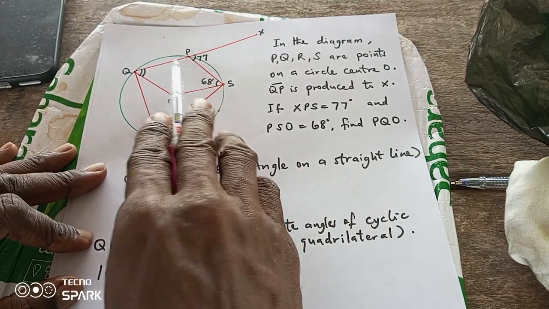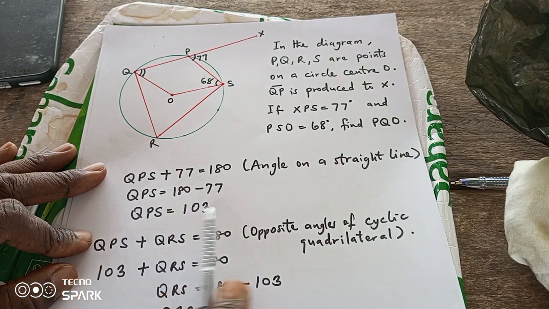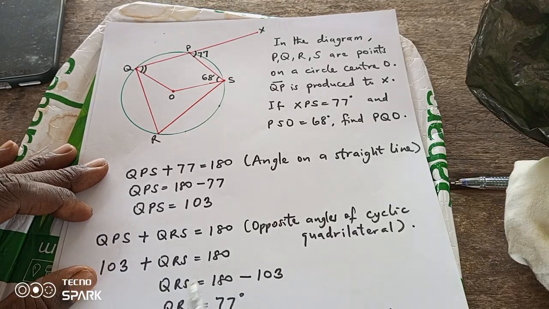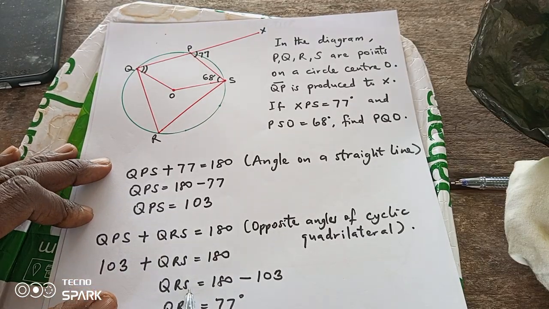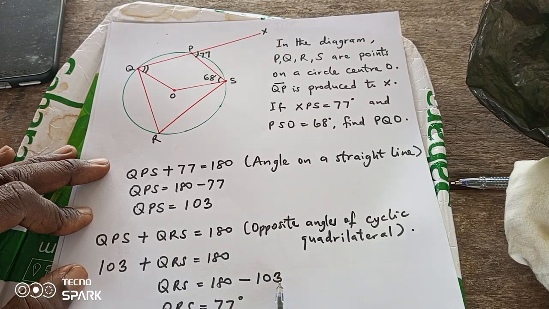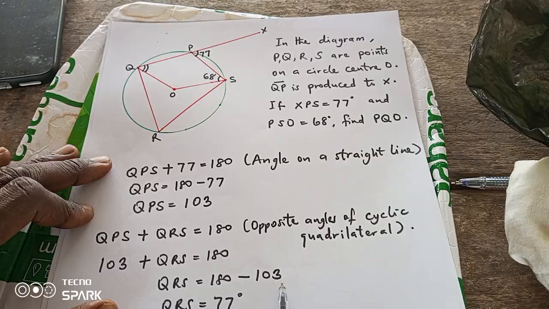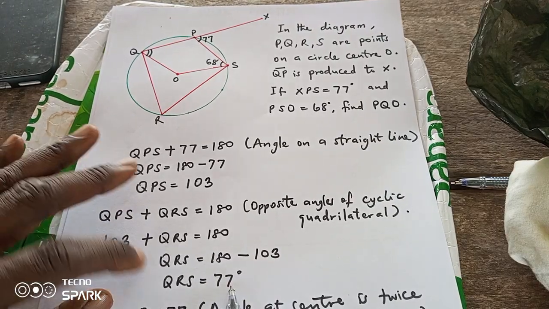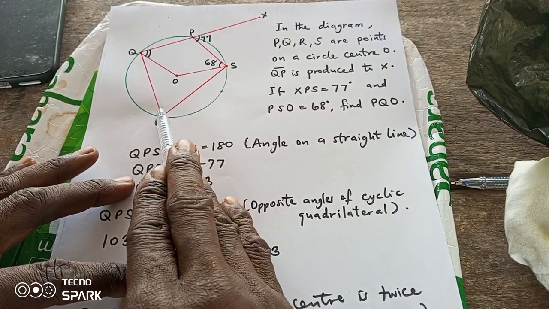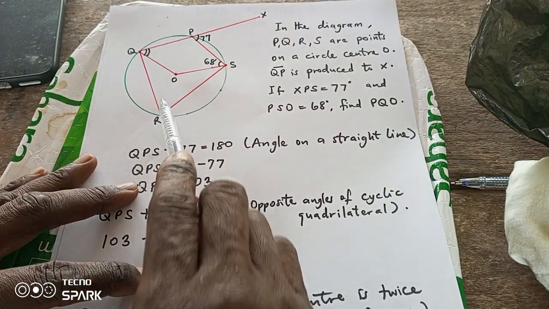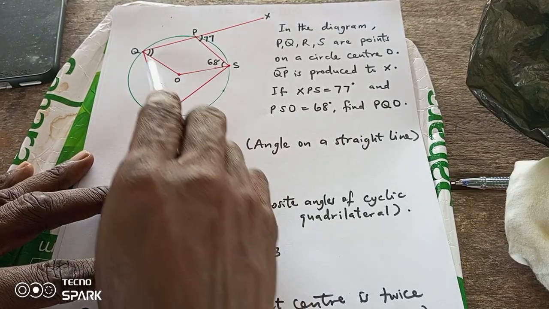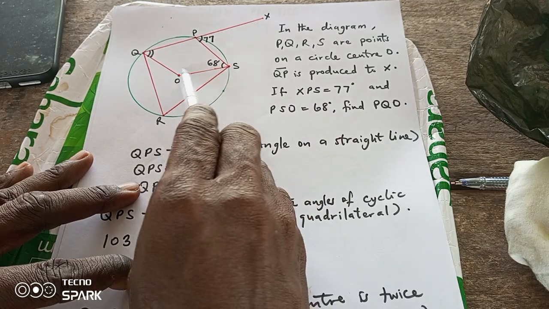So this angle QPS, which we found earlier to be 103, plus this new one we are looking for should be equal to 180. So QRS, when you bring 103 to the other side, turns to minus 103. 180 minus 103 gives you 77 degrees. So this angle is 77 degrees. From here we can look for the angle that is here. Realize this is the angle at the center. This one and this one are radii.